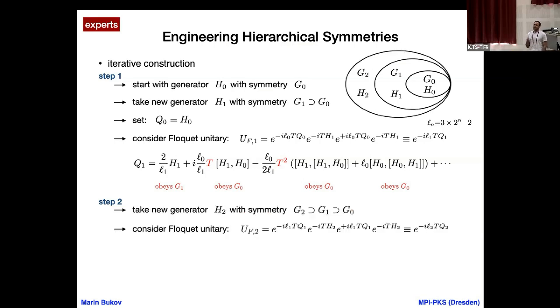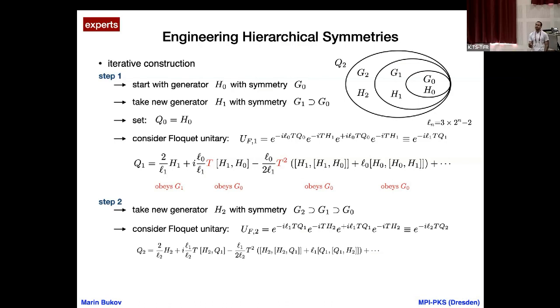Now, in the second step, I'm going to add one more generator, H2. And as you can suspect, it will be associated with the symmetry group G2 that contains G1, etc. And so I'm going to consider exactly the same sequence as before, except instead of Q0, now I put Q1, and instead of H1, I put H2, and the rest is the same. And again, the question is, what is the period expansion of Q2? So you apply Baker-Campbell-Hausdorff, it's literally the same thing as above, except now, in these nested commutators, you find Q1. And Q1 itself has an expansion in terms of the period, so then this is not a proper expansion yet.